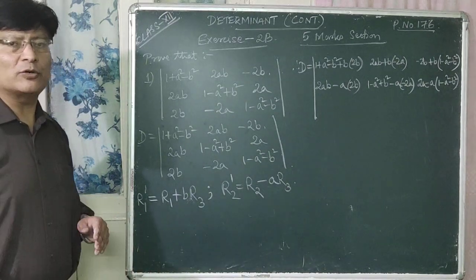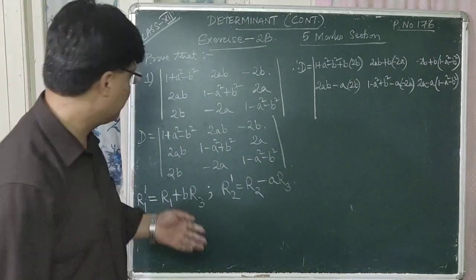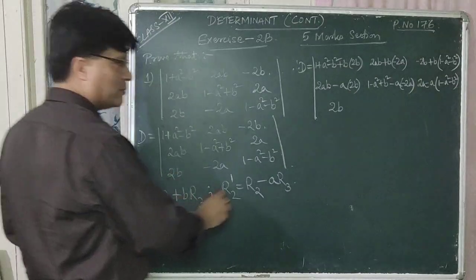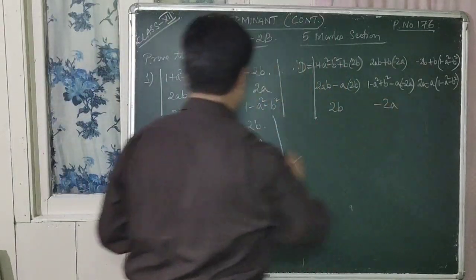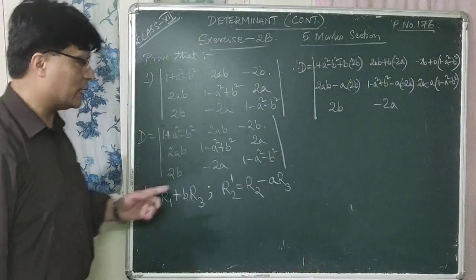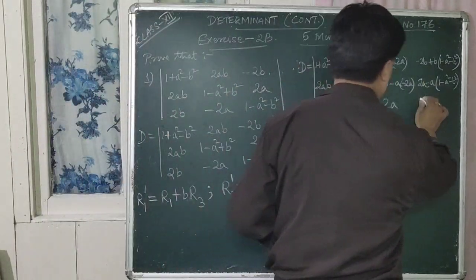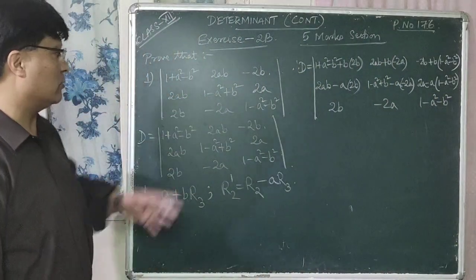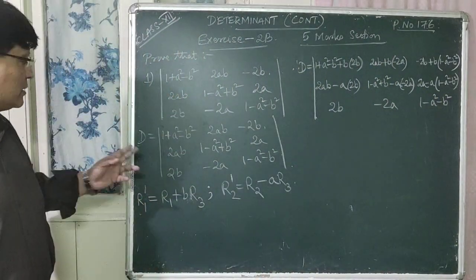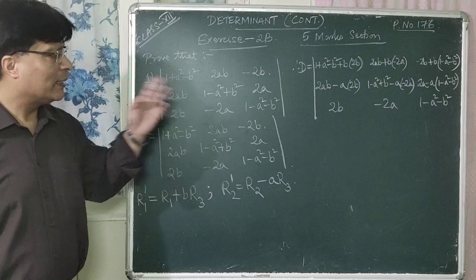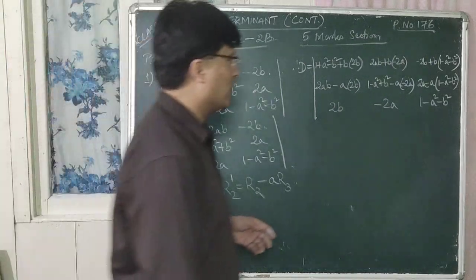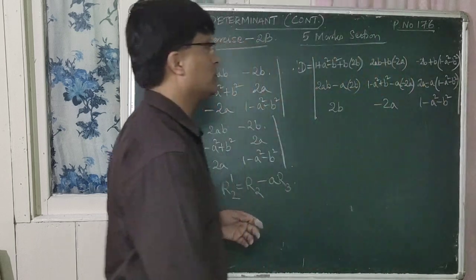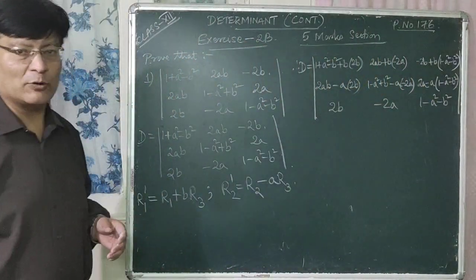What will you do with the third row? Third row remains the same. What is the third row? It is 2b, then comes minus 2a, then 1 minus a square minus b square. So, right, third row remains the same. That is 2b, minus 2a, 1 minus a square minus b square. So here the determinant sign is closed. So let us simplify it now.